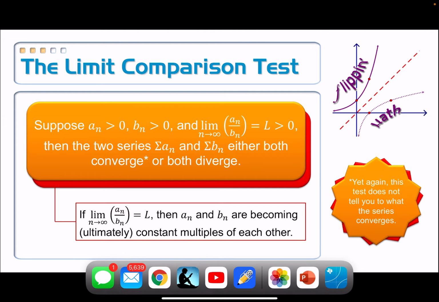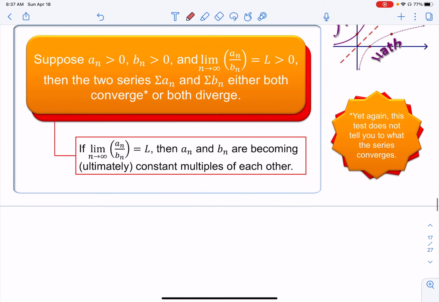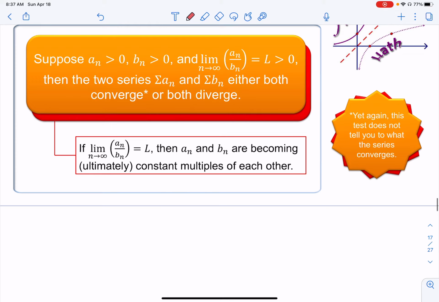Here, let me talk about this right here. Let's say that the limit as n goes to infinity of a sub n over b sub n is equal to 3. This means that ultimately these terms are 3 times bigger, as we get closer and closer to infinity, than the terms in the b sub n series.